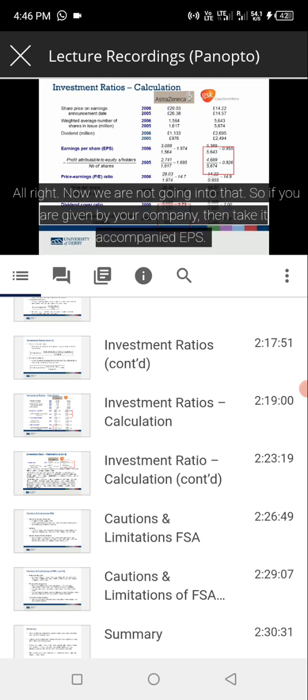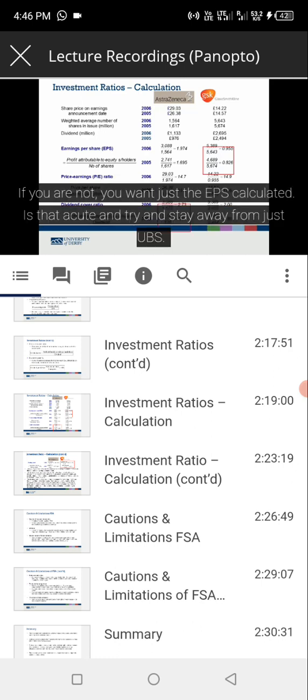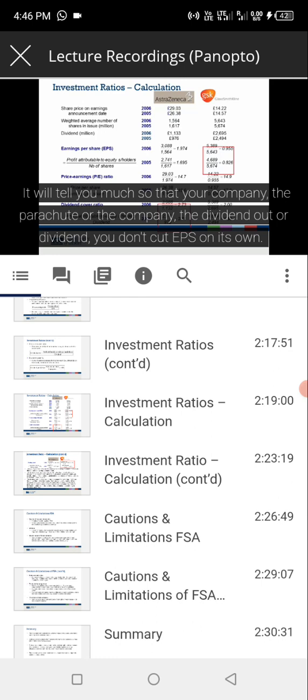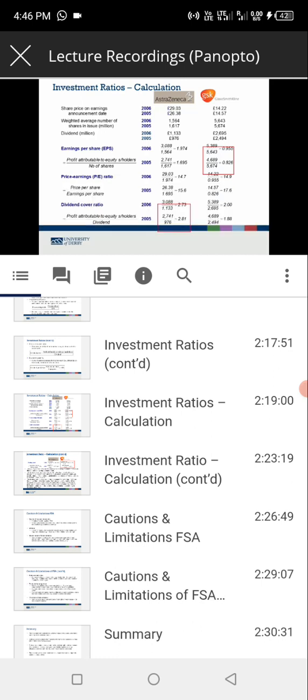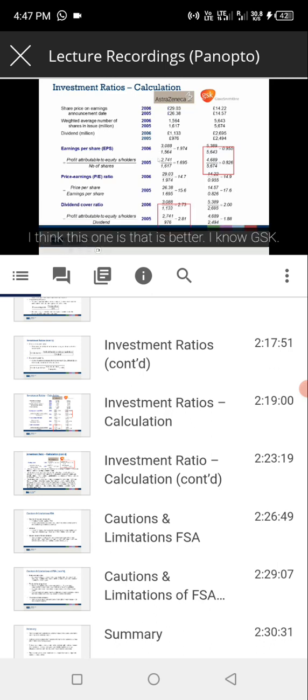So if you are given by your company, then take it and calculate the EPS. If you are not given, just take the EPS calculated. Is that okay? And try and stay away from just ordinary EPS. It won't tell you much. So it's either you calculate the PE ratio, or you calculate dividend cover or dividend yield. Is that okay? Don't calculate EPS on its own. So for GSK now and AZ, we have the earnings per share, which is 1.97, 1.695, and 0.955, 0.8. I think this one, AZ, is better and not GSK.